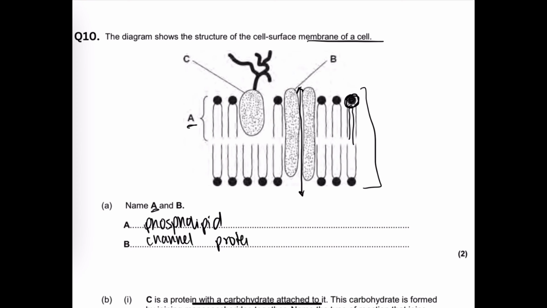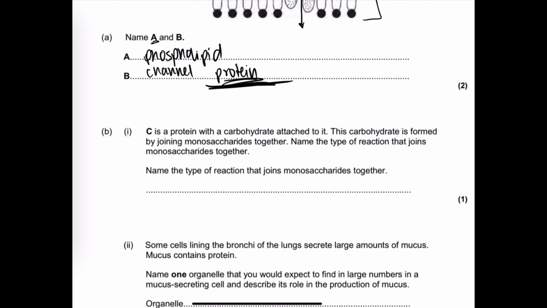Protein over here is a must. You must write that. Everything embedded is a protein. You won't get the mark unless you put protein, because that's the main thing.